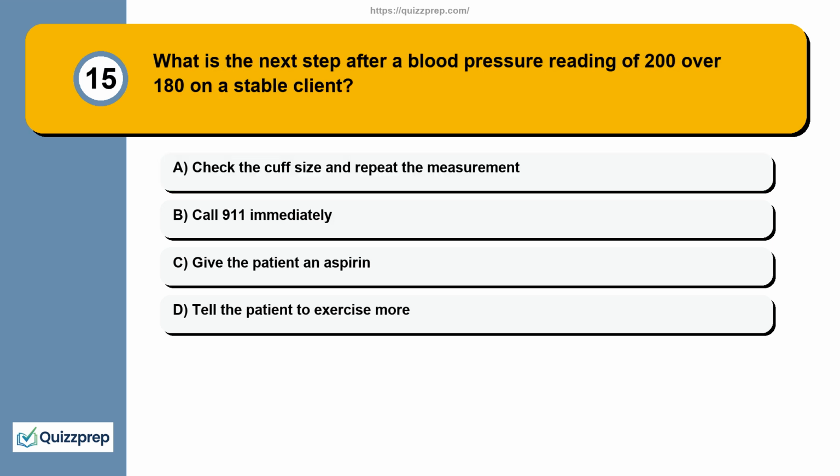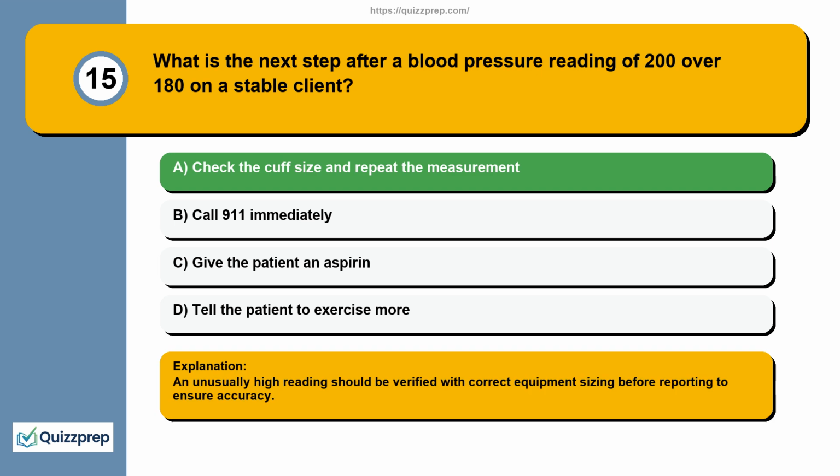Question 15. What is the next step after a blood pressure reading of 200/180 on a stable client? Check the cuff size and repeat the measurement. Call 911 immediately. Give the patient an aspirin. Tell the patient to exercise more. An unusually high reading should be verified with correct equipment sizing before reporting to ensure accuracy.